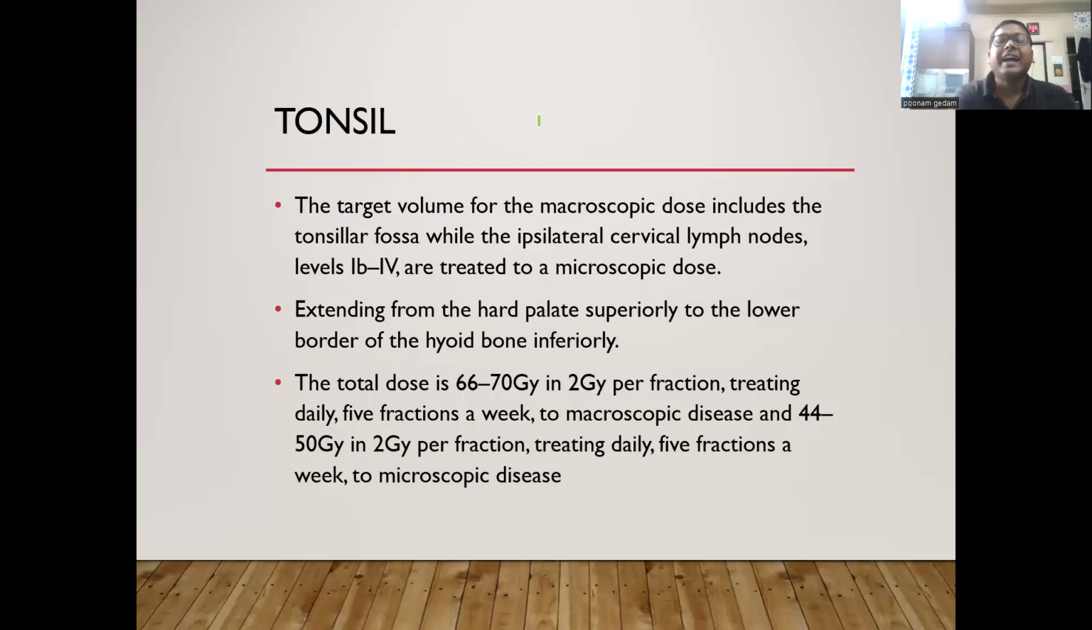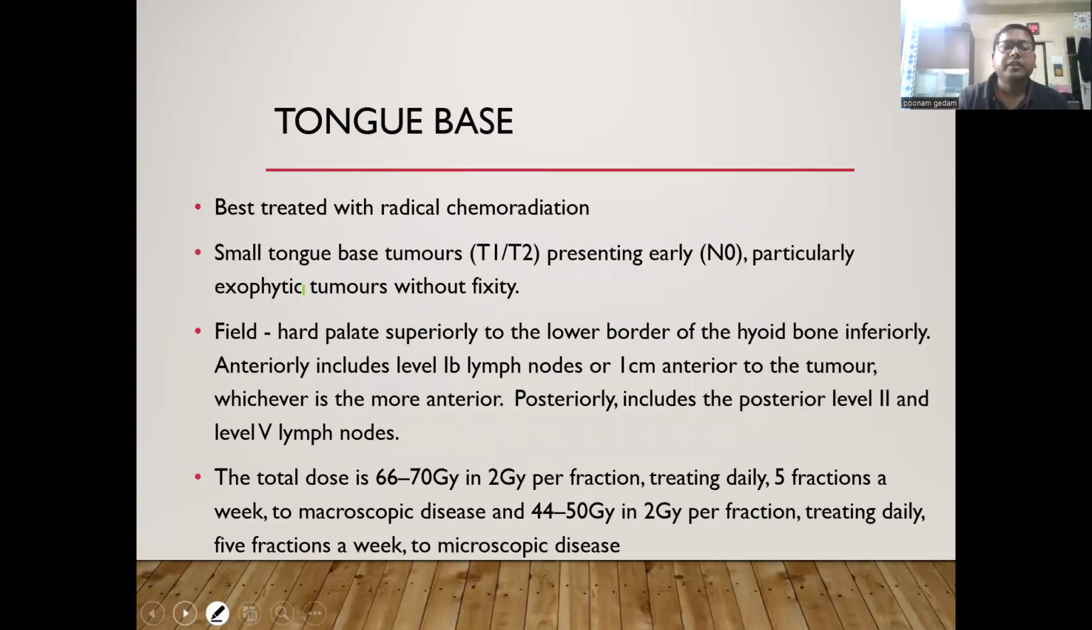For tonsil, the high-dose volume includes the tonsillar fossa, while the ipsilateral cervical lymph node levels 1B to 4 are treated to microscopic dose, extending from the hard palate superiorly to the lower border of the hyoid bone inferiorly. The total dose is 66 to 70 grays in 2 grays per fraction, treating daily, 5 fractions a week, to macroscopic disease, and 44 to 50 grays in 2 grays per fraction, 5 fractions a week, to microscopic disease.